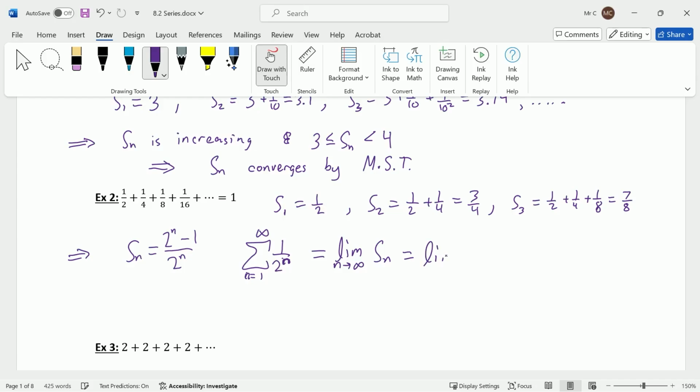But that means I'm taking the limit as n goes to infinity of 2 to the n minus 1 over 2 to the n. So if I split that fraction up on the difference there, 2 to the n over 2 to the n is 1, minus 1 over 2 to the n. And so this term goes to 0. So this whole thing is 1 minus 0, which is 1. So that shows us that the sum of these terms approaches 1. And so we say the series is equal to 1 because the series is the limit of those partial sums.